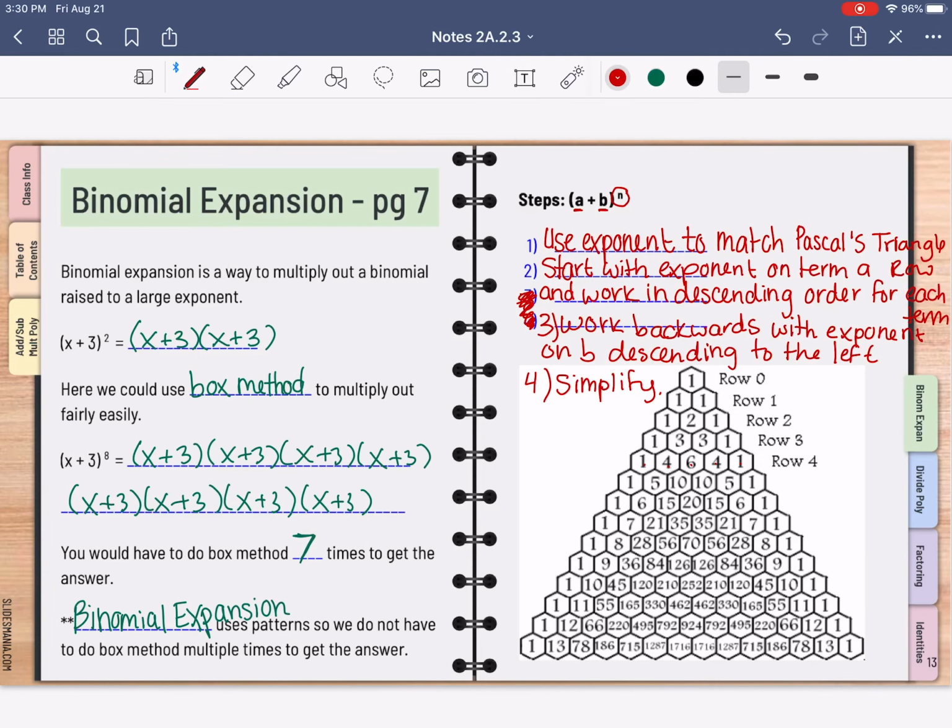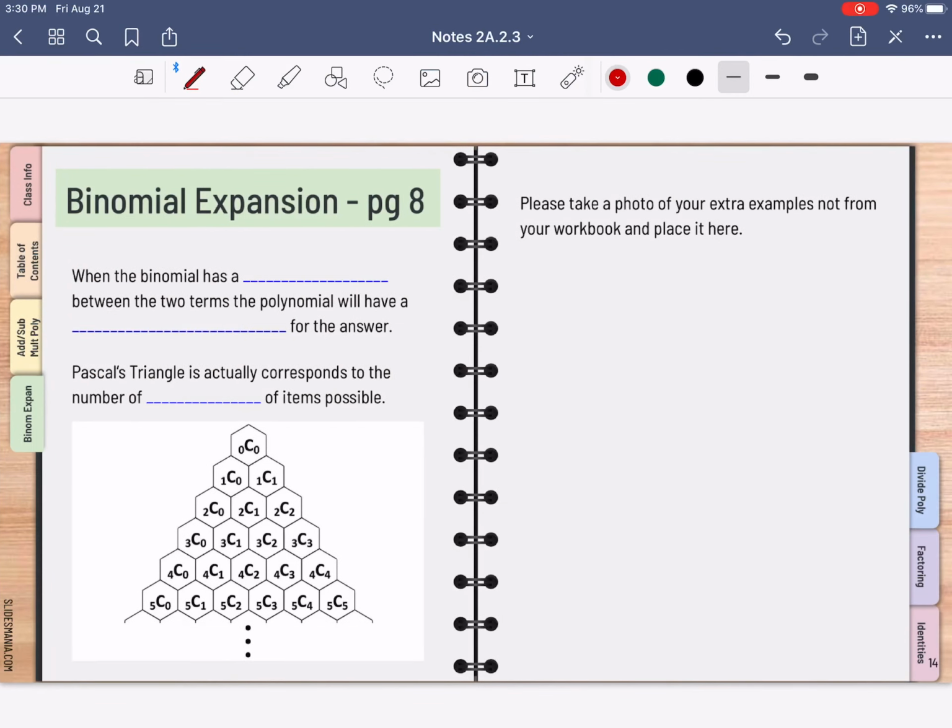All right, so what we're gonna do now is go to the next slide, slide 14. We just have a little bit of notes we'll take on this page. We're gonna do some examples. So binomial expansion, when the binomial, remember binomial means two terms, has a minus sign between the two terms, the polynomial will have a plus minus pattern for the answer. You guys will see when we do an example.